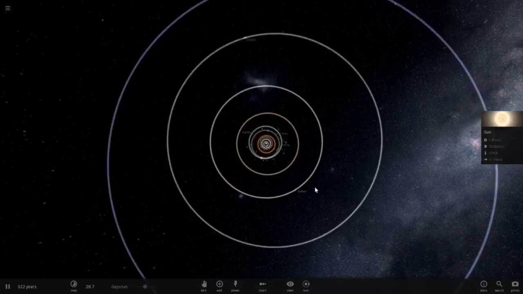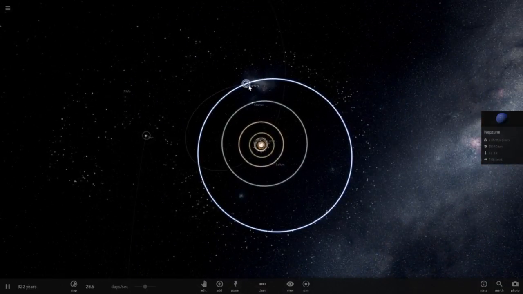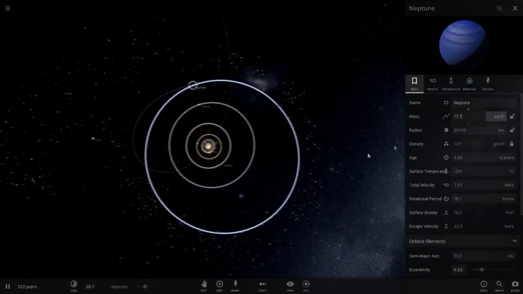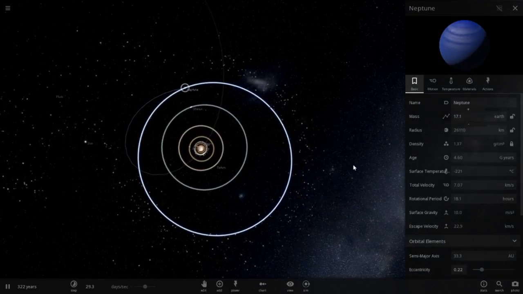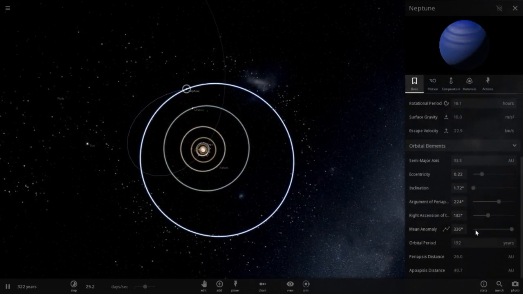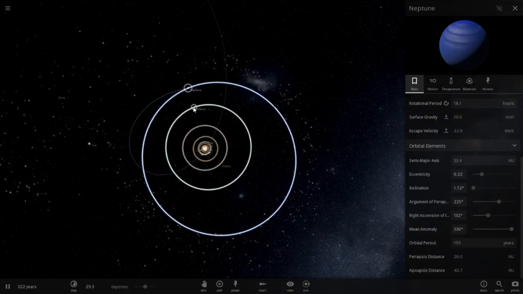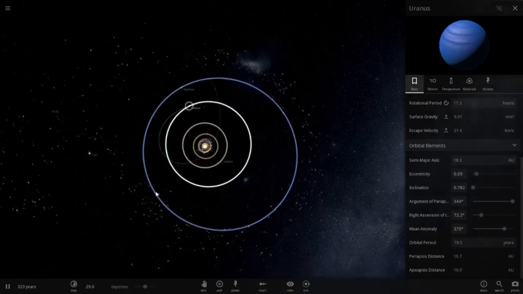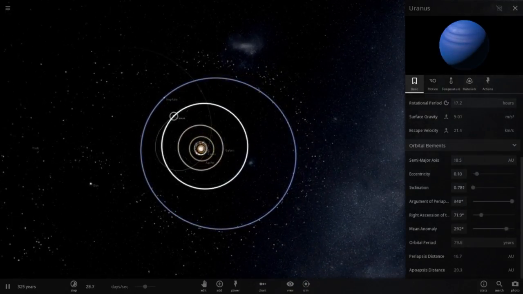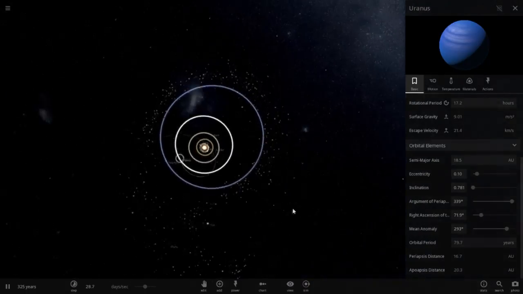Looks like Saturn definitely survived. Actually, the outer planets survived much better than they did last time. I didn't expect that to happen. They seem to be less perturbed. Stars traveling much faster than before?